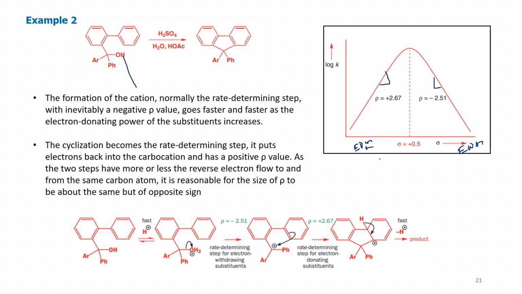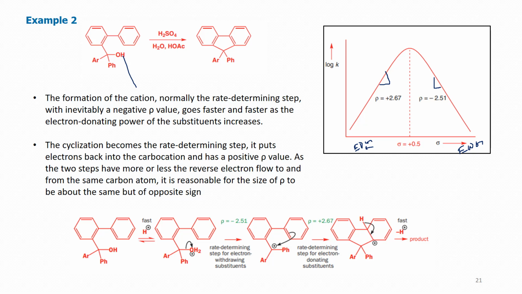From this overview, what we can say is that formation of the cation is normally the rate determining step in this reaction, and with the negative rho value it goes faster as the electron donating group is there.